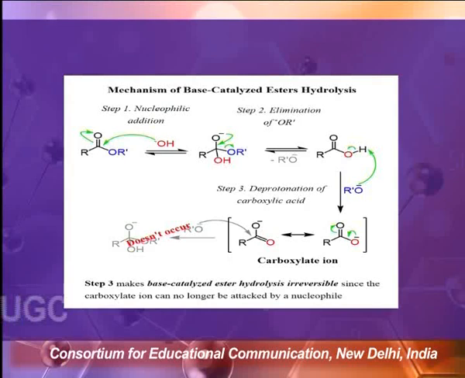So this is why we preferably do base catalyzed hydrolysis. Simply what you need to do, you have to take the given organic compound with the ester moiety in a test tube, and then you have to add the dilute solution of NaOH, and you will get the carboxylic acid compound.